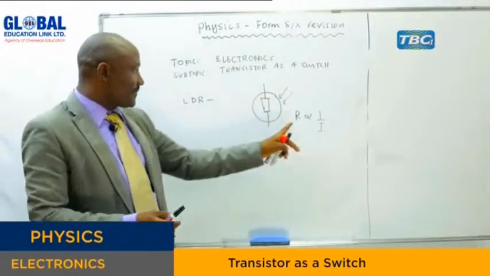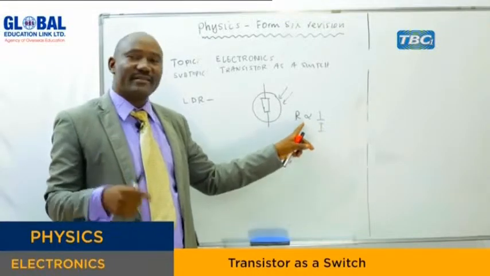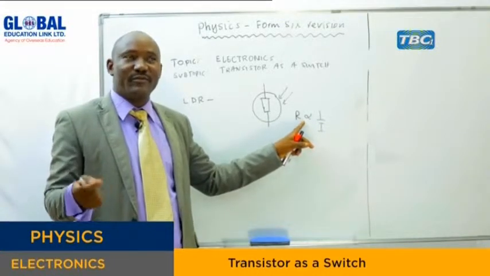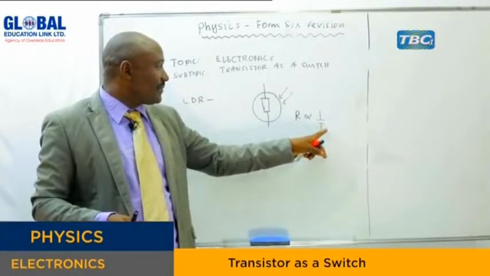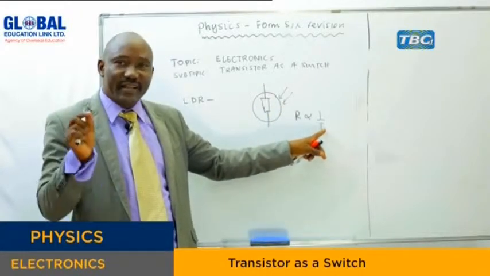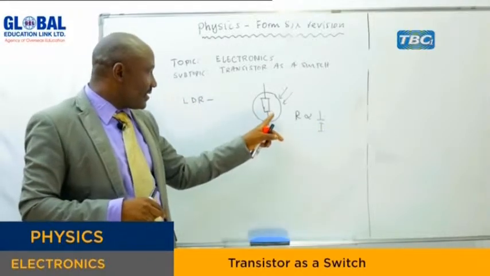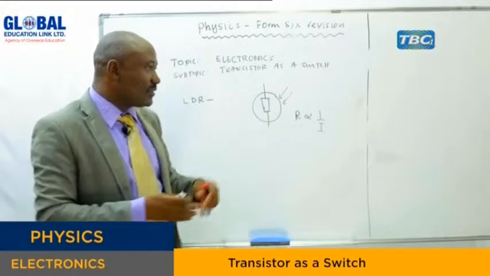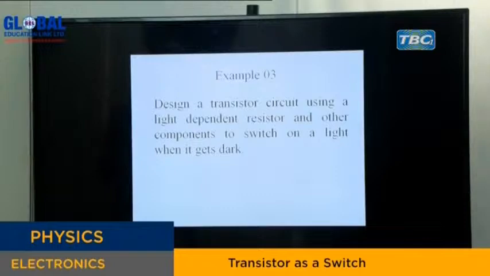Here, in the dark, when you have low intensity, the resistance is very high, in terms of mega, 10 power 6 and so on. In the daylight, the intensity of light is very high, so it has very low resistance. Knowing this, you are supposed to use this component to design a circuit, together with other components.